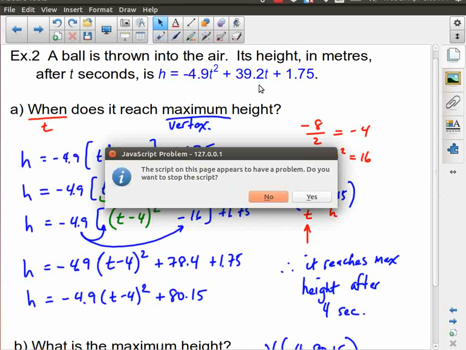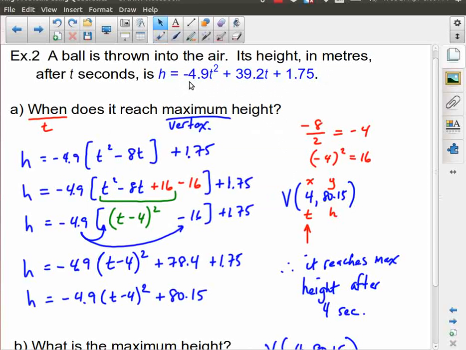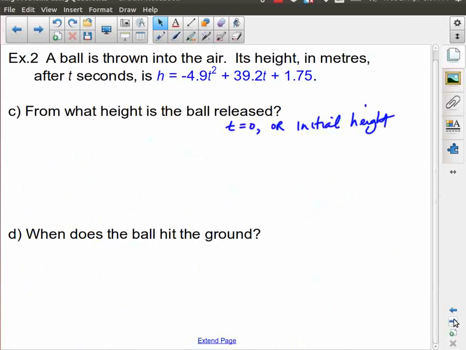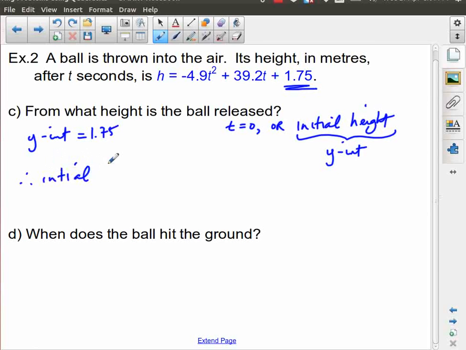Even if you were going to sub in t equals 0 here, t equals 0 turns this into 0, turns this into 0, you end up with 1.75. So the initial height, which is the same as the y-intercept, and so I'll just write it here, the y-intercept is equal to 1.75. That's here. So therefore, I'm going to say the initial height, and I'm going to spell it correctly. The initial height is 1.75 meters.